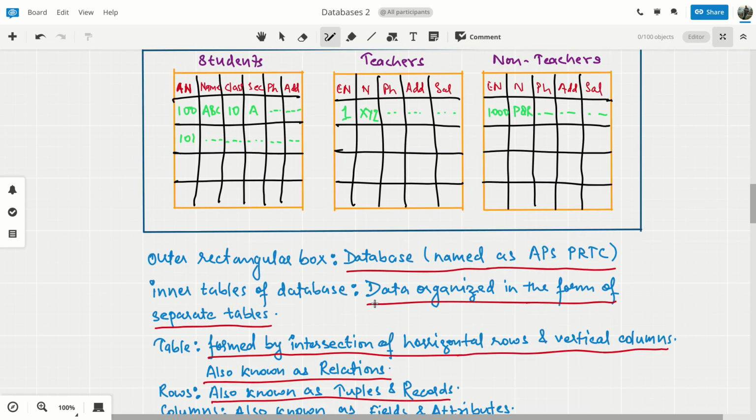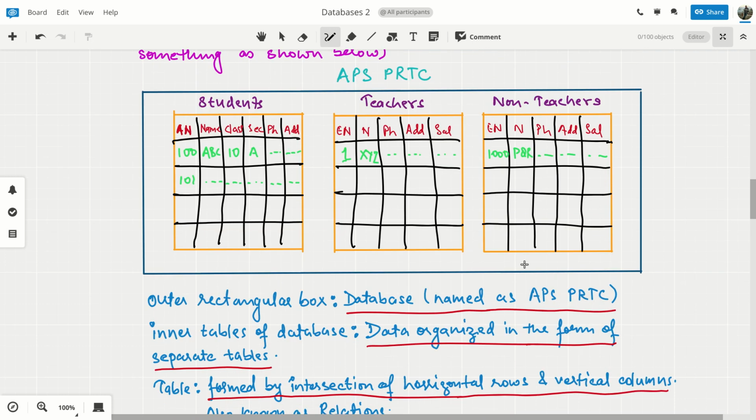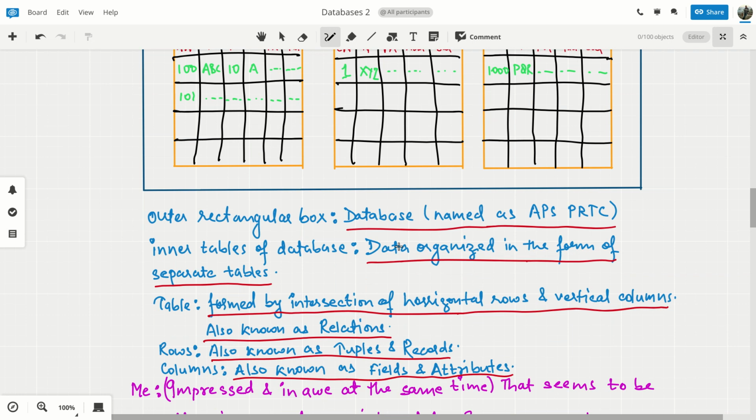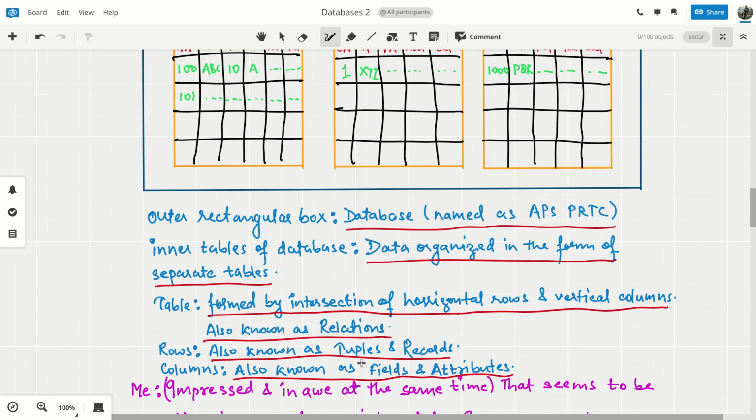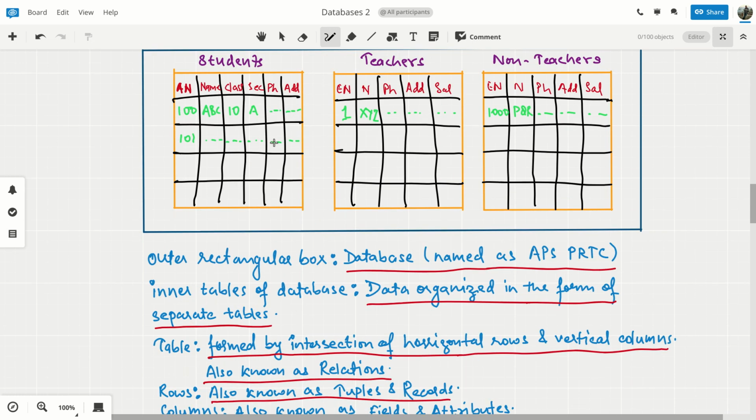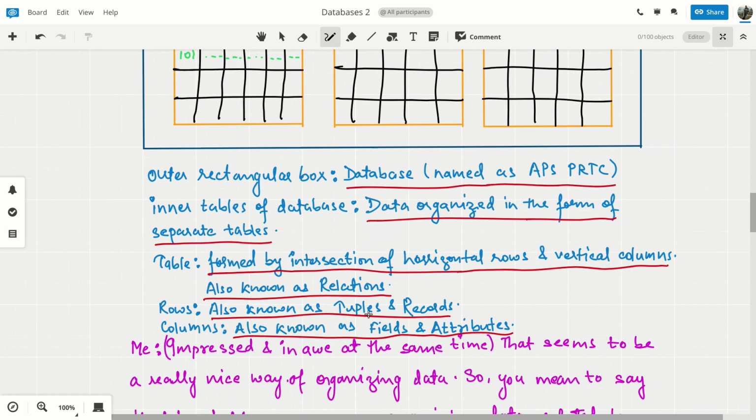Also, one new term that she referred to was that at times these tables, that is the students, teachers, and non-teachers tables, have another name, and people refer to them in this way: relations. Similarly, the rows of the tables are also known as tuples and records. So the rows, that is the horizontal lines that you see, formed as a result of the intersection of rows and columns, are also known as tuples or records. And columns, that is the vertical ones, are also known as fields or attributes.